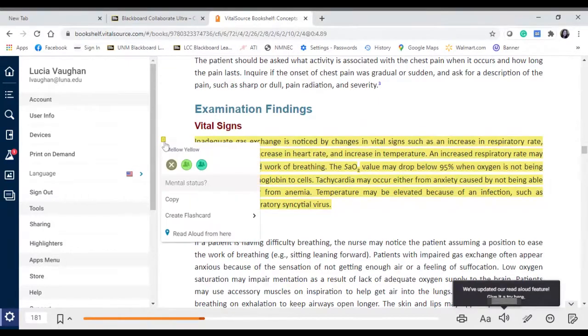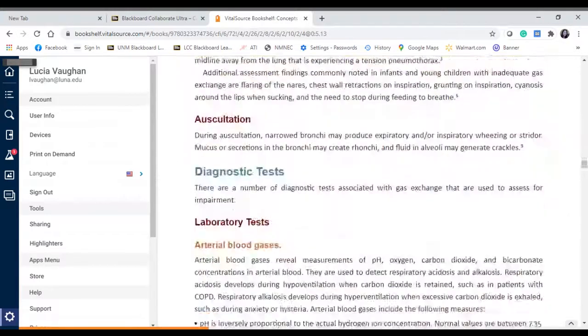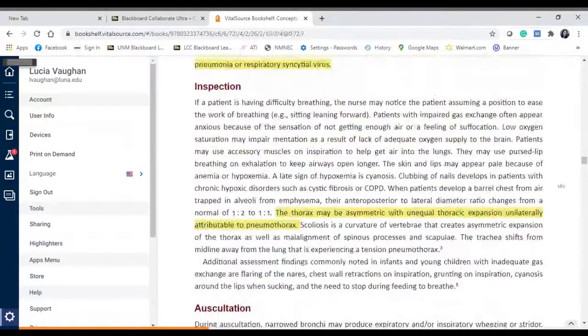Another thing that you may see is a change in mental status. If you're having inadequate gas exchange, you may have confusion, a decrease in mental status, or impaired mental status.